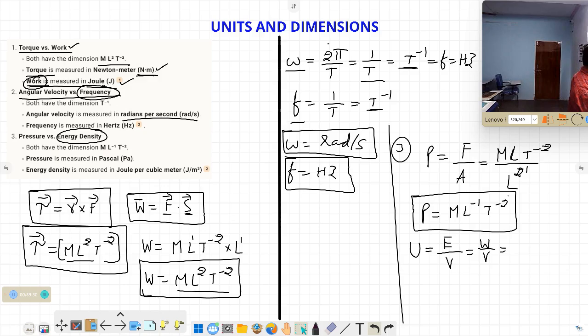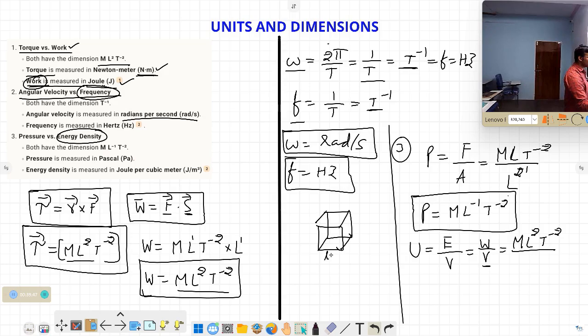So what is the work dimension formula? That is ML^2T^-2. And volume is nothing but, if you take a cube, the cube contains three sides: length, breadth, height. So what is the volume of the cube?